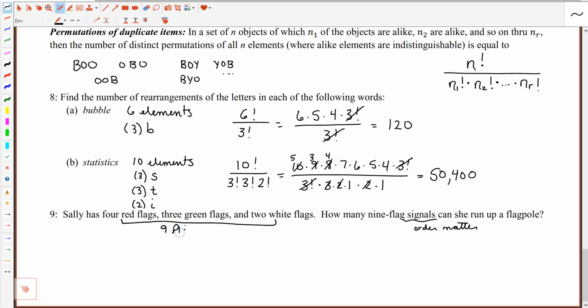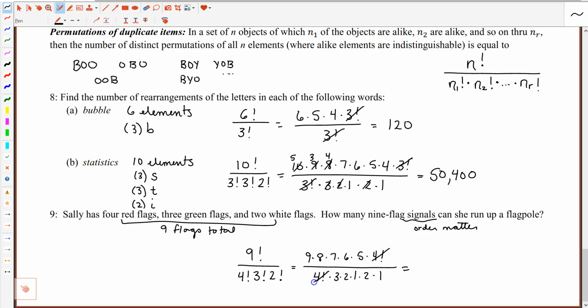There are 9 flags total, so that builds my numerator. That's how many elements you have. Downstairs will be the count of the repetitions. There are 4 red flags, 3 green flags, and 2 white flags. Let's go ahead and clean this up. I always stop my factorial at the largest one I have. 4 factorial is the largest one down here, so that's where I stop. I had a 4 factorial, and then I will expand out everybody else.